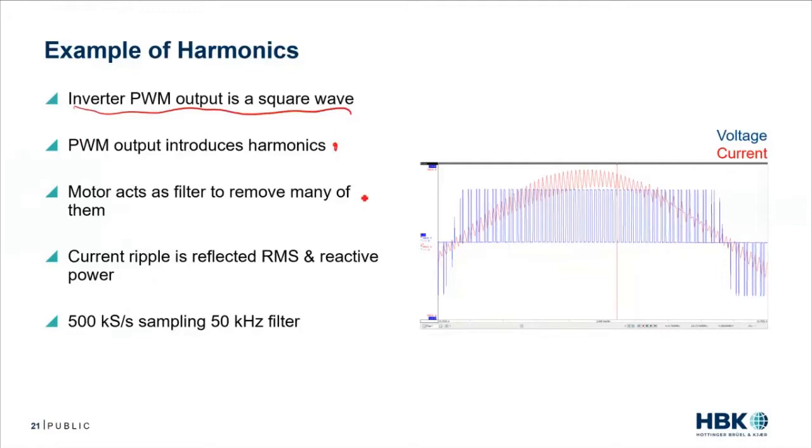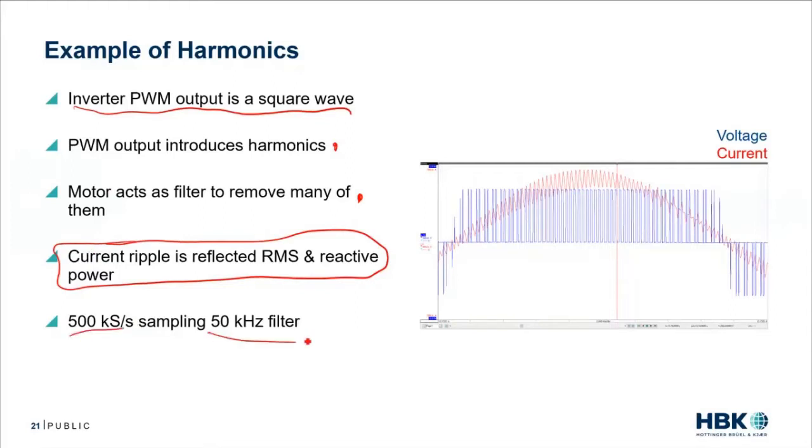A motor acts as a filter to remove a lot of them, but it's only removing them in the current. And if we remember from our last example, our voltage had a higher harmonic content, a little foreshadowing for what we're going to see here right now. So this current ripple, this voltage switching, is reflected in the RMS and reactive power, and we're going to look at that in a moment. And again, for consistency, 500 kilohertz sampling, 50 kilohertz filter.